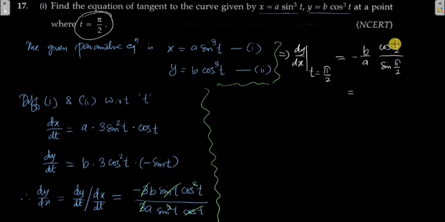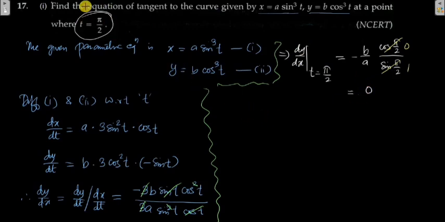What is the value of cos 90 degree? Cos 90 degree is 0, and sine 90 degree is 1, so 0 by 1 is always 0. So that's why the entire thing, the value of your dy by dx, that is slope, turns out to be 0 here.